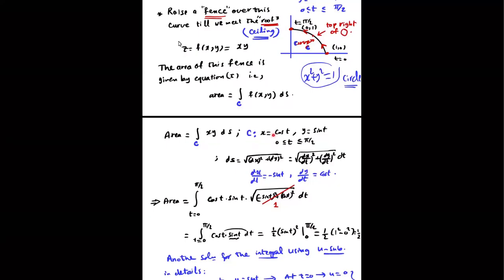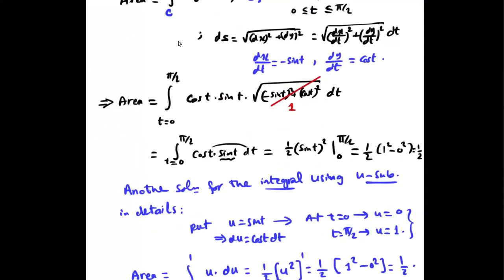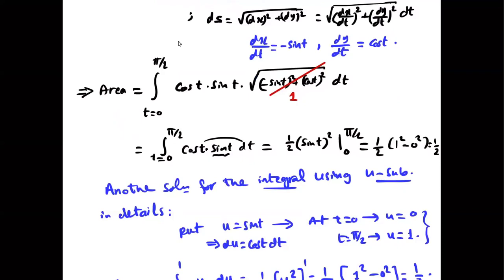So we need to differentiate x with respect to t as usual. It gives negative sine t. Here, the derivative of y with respect to t gives cosine t. Square this, and square this, and add them, you get 1. So this big square root gives you 1 here. And dt. So this curve integral or line integral changes into a usual integral over a normal interval from a to b.